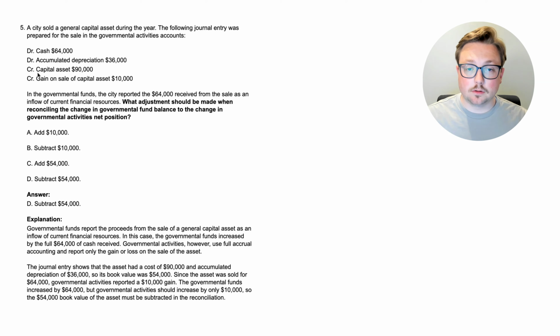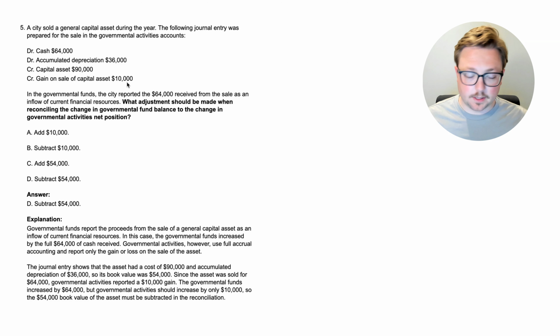So again, essentially, the way we're looking at this is the amount that the governmental funds recorded, just the $64,000 cash. But then everything else is still relevant for the governmental activities. We know that the asset cost $90,000. We subtract the accumulated depreciation, giving us $54,000. And that's how we can see where this gain came from, because it was worth $54,000, but they had $64,000 cash. So compare the two, and that's a $10,000 gain.